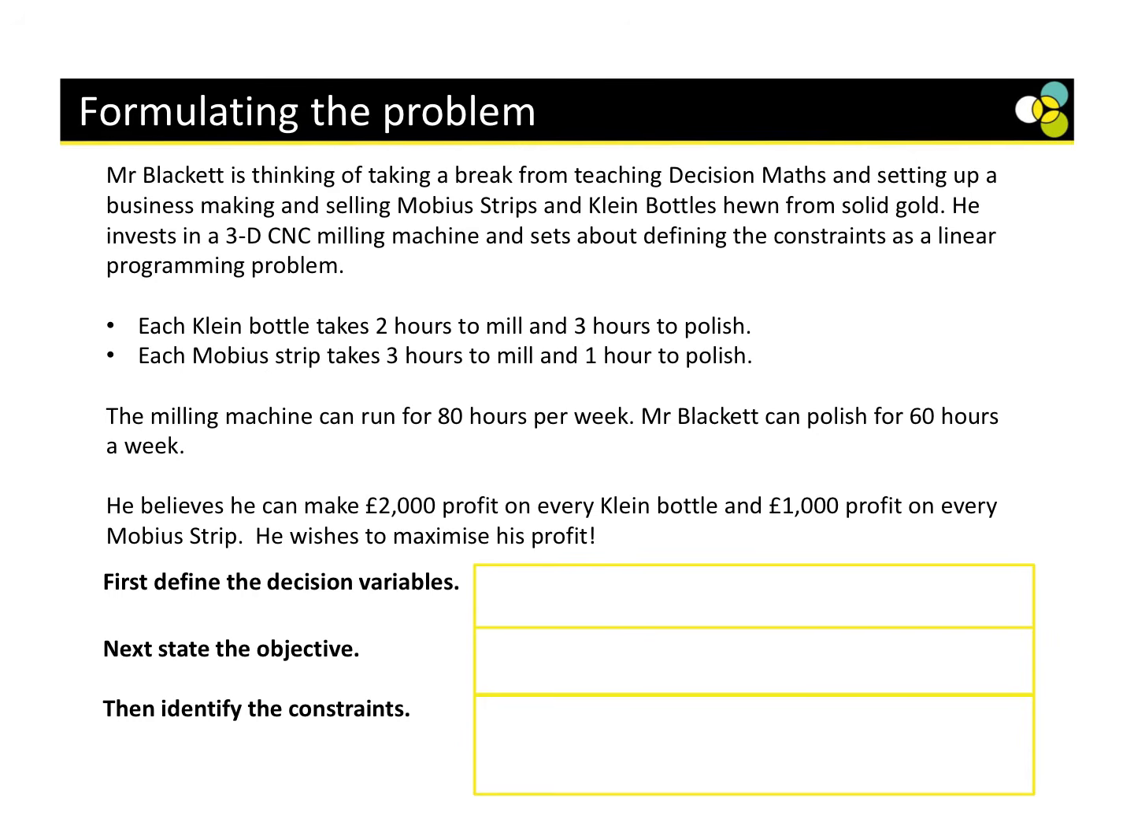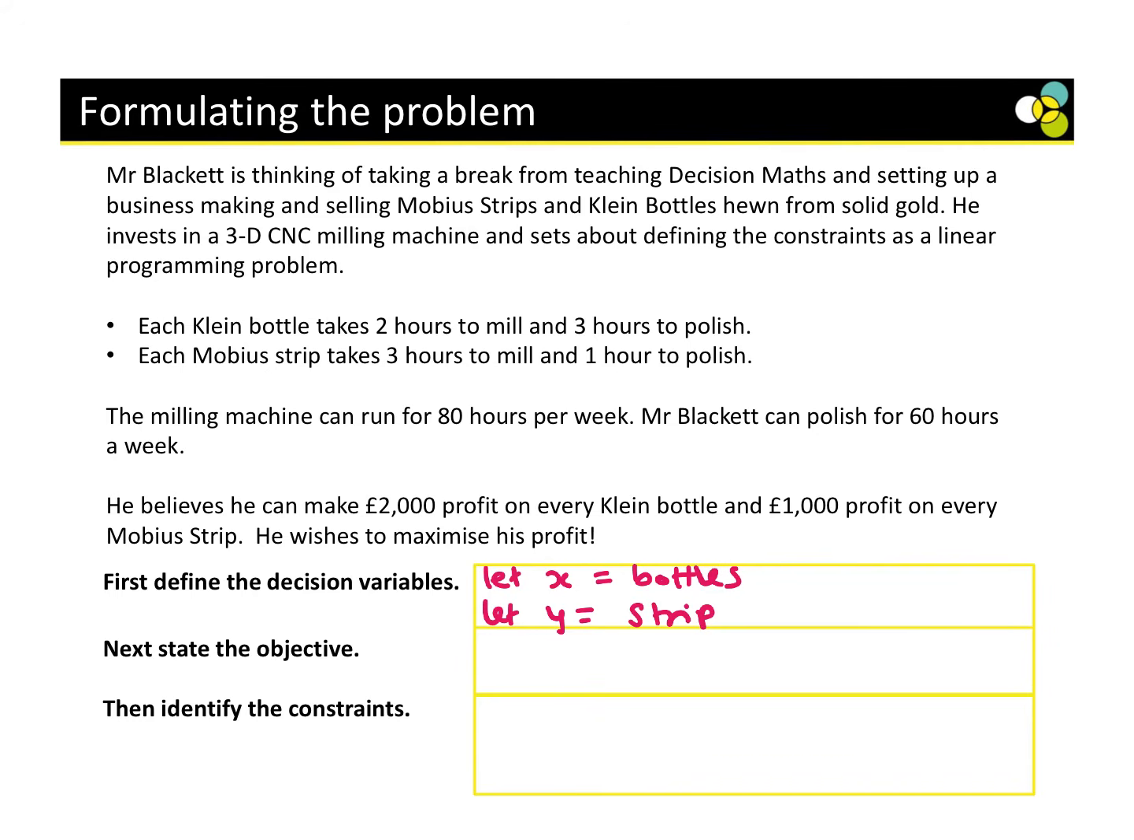Now, this will always be the rule in any of these. Step one is always step one: define the variables. So let X equal bottles and let Y equal strips. Everyone happy with that? You have to write this down or you will not get the mark. You have to define the variables.